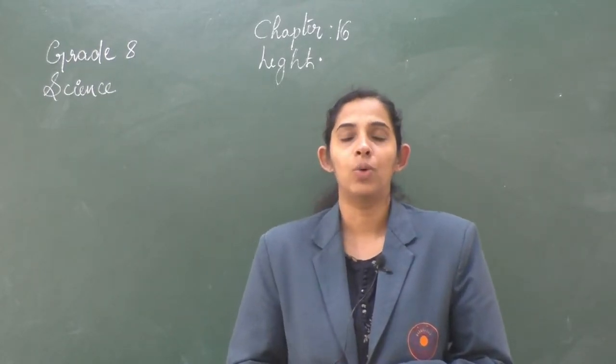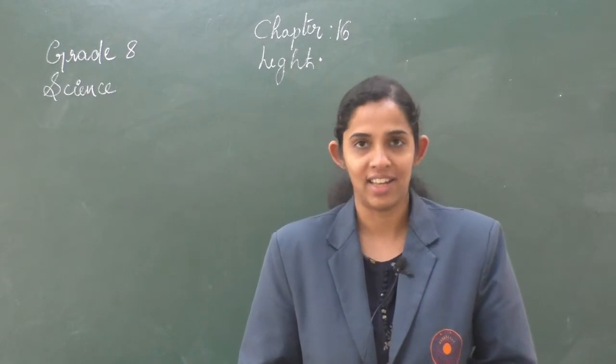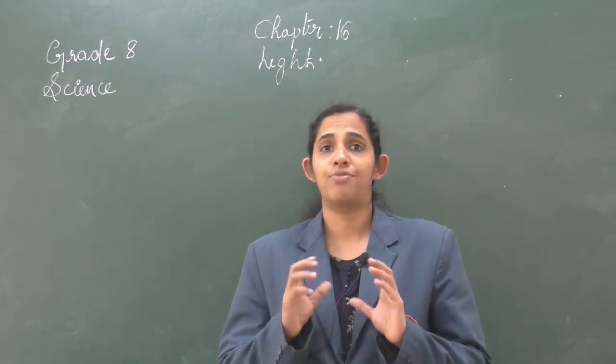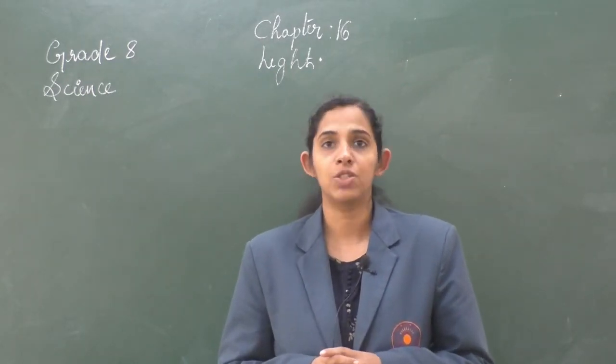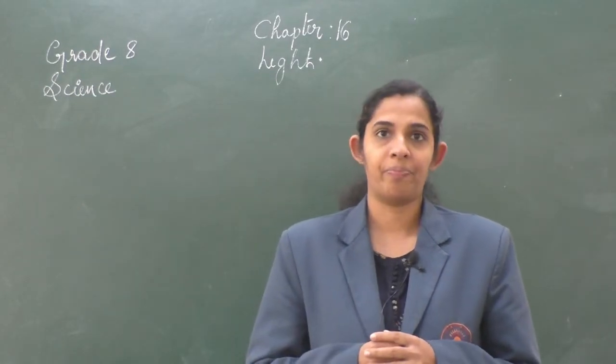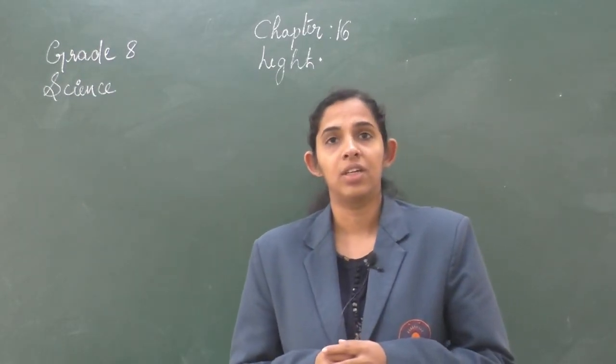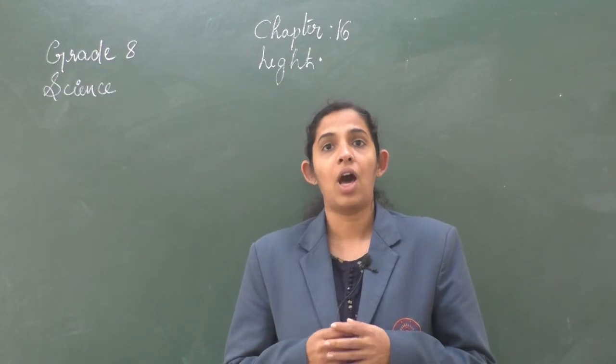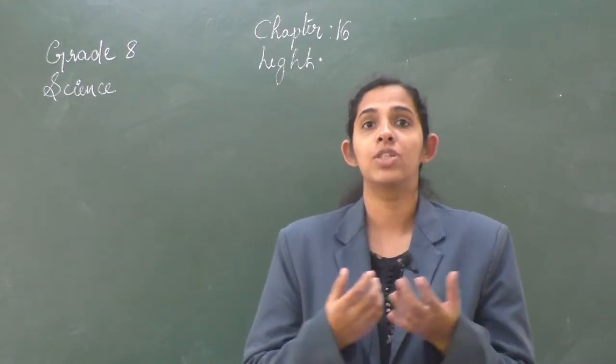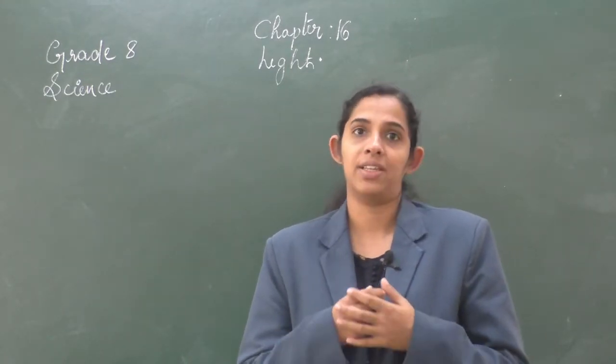In this video, we will do the summary of chapter 16, Light. Light is a form of energy which helps us to see things around us. In this chapter, we have discussed how we can see the objects around us with the help of light.